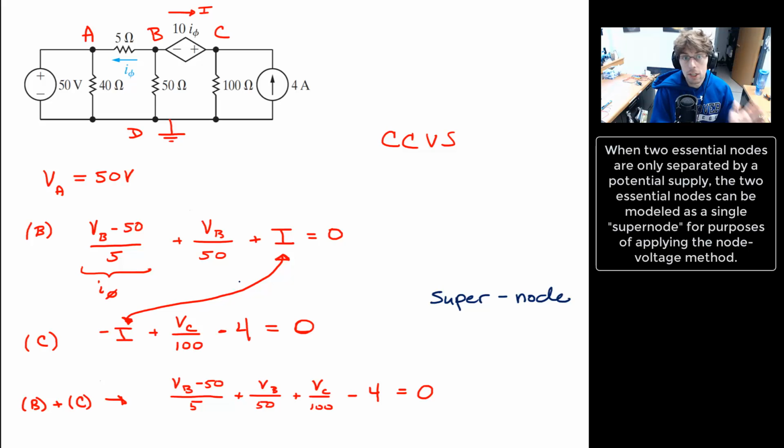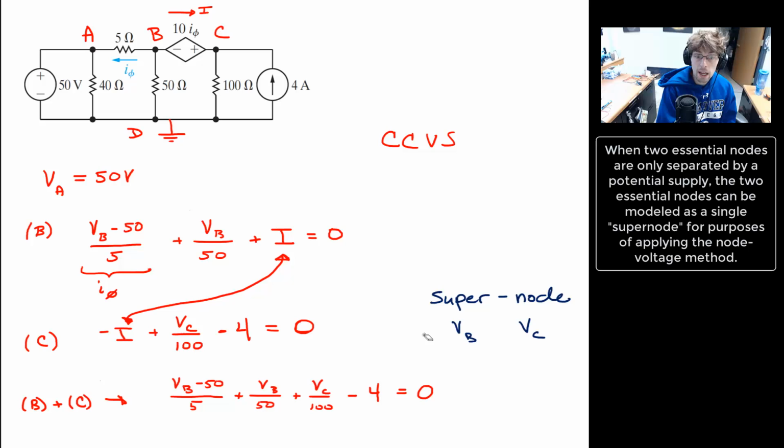Okay? So you can't have a resistor in that branch. You notice the last example we ran, there was a resistor in the branch with the potential supply. So this supernode idea doesn't help. But here, you're okay. So you can treat B and C as if it were a single node. And the only other thing that you need is the relationship between the potential at B and the potential at C.